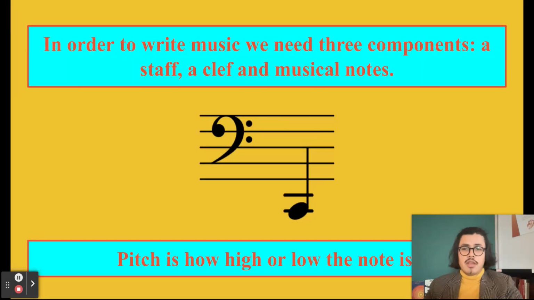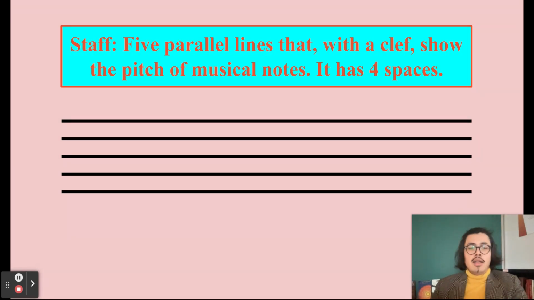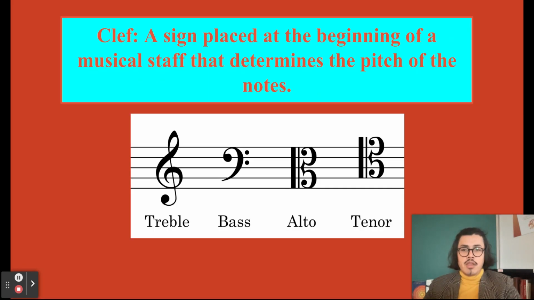Quite simple. Now, in order to write music, we need three components, which I covered in the last video: a staff, a clef, and musical notes. I'm going to show you today the clef that is for the lower pitch notes. So the staff, just a quick review, is five parallel lines that with a clef show the pitch of musical notes. And it has four spaces. So the spaces are between the lines. So between each parallel line, there's a space, and you can write notes in there as well.